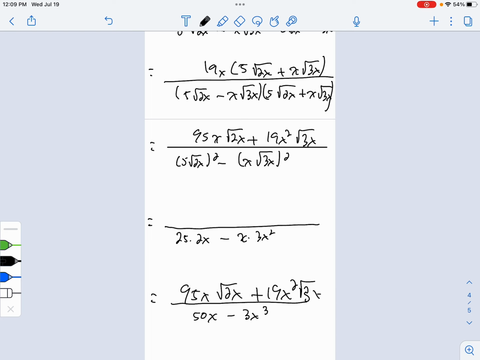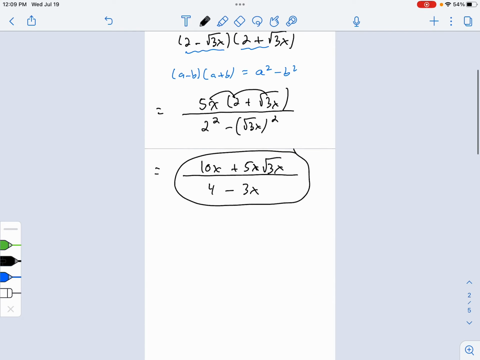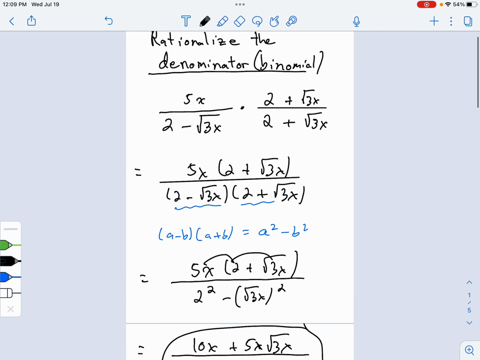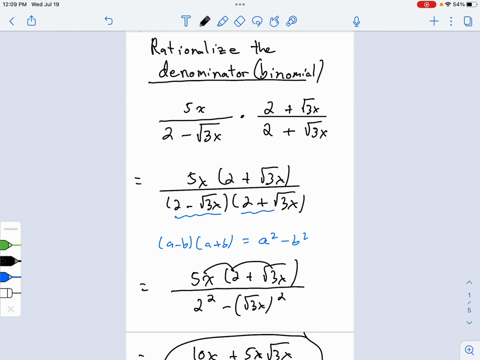All right, so that's how you handle rationalizing a denominator with a binomial containing a square root. And we really just work with square roots. We don't really work with cubics or anything like that because it's more challenging.